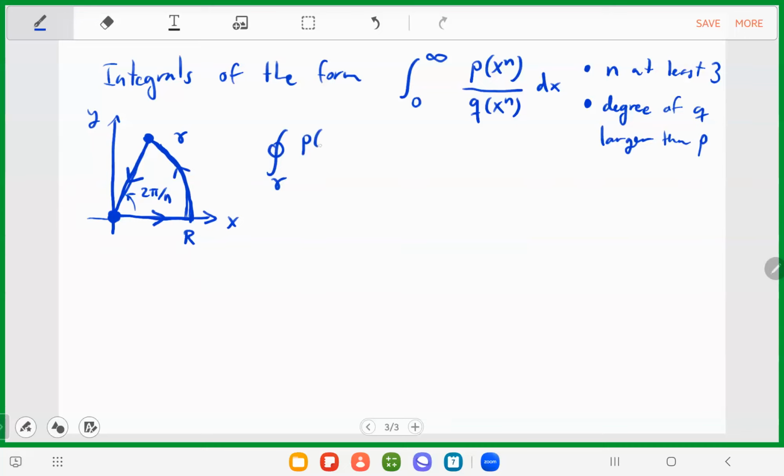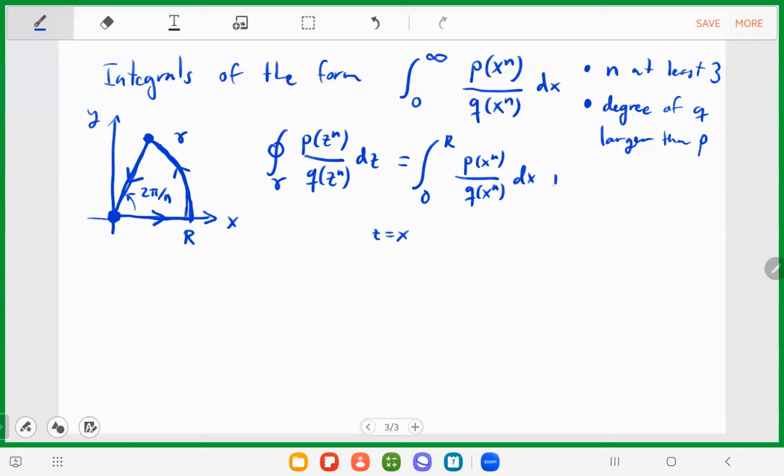This is on the complex plane. We use the complex variable z. Remember, this is p of a power of z, dz. So we are just evaluating the same function. And let's write this as the sum. Now we have 3 integrals, right? The integral along the x-axis is very easy. We just do here z equal x. And this is the one that will become the integral of interest when r goes to infinity.